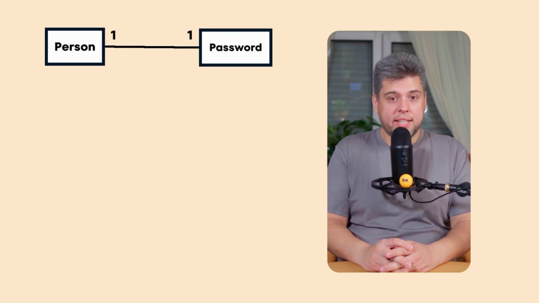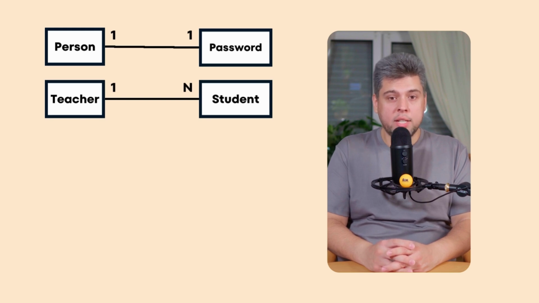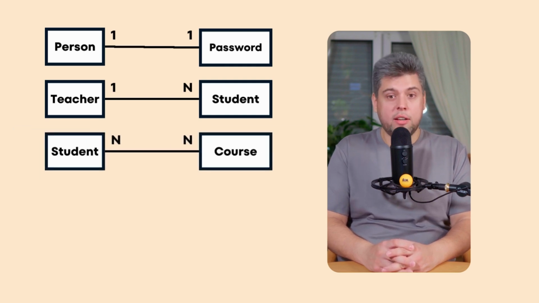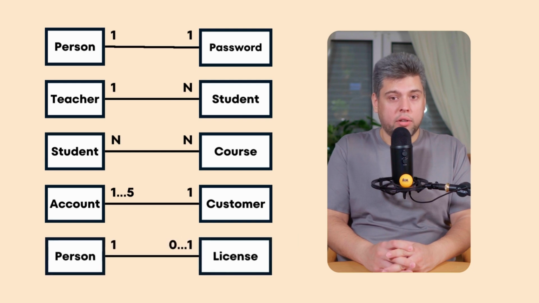Also, here are some examples of multiplicities for associations. One-to-one relationship. A person has exactly one passport, while one passport may belong to one person only. One-to-many relationship. A teacher in the course can teach multiple students, but each student has only one teacher within the one course. Many-to-many relationship. Students can enroll in multiple courses, each with multiple students. One-to-fixed range relationship. A customer must have between 1 and 5 bank accounts. 0 or 1 relationship. A person may or may not have a driver's license. This is an optional kind of relationship.